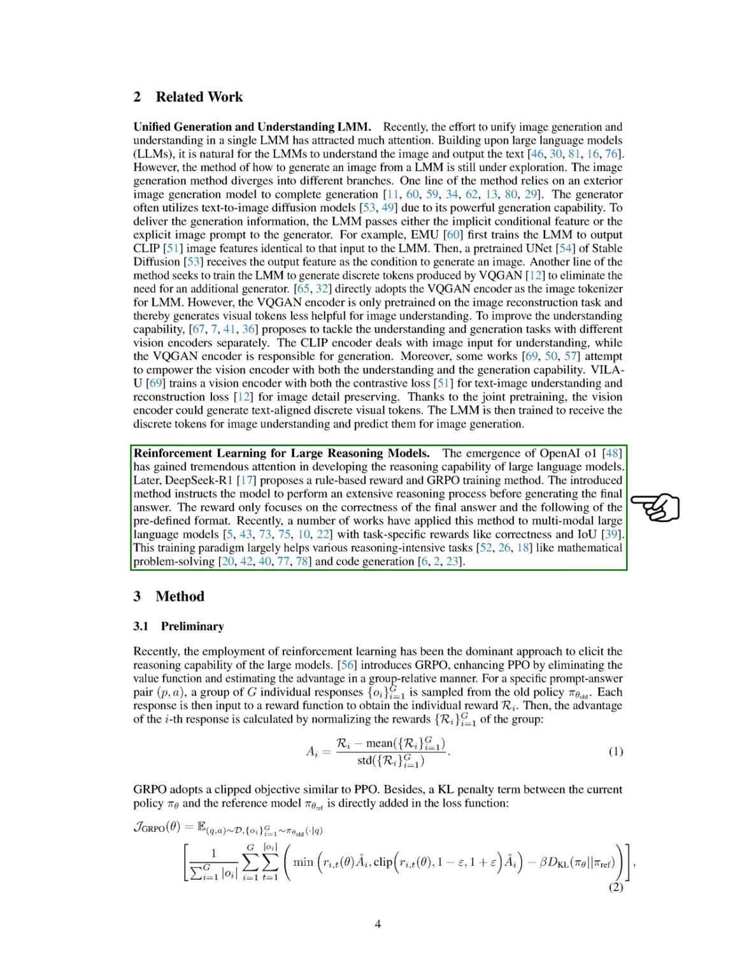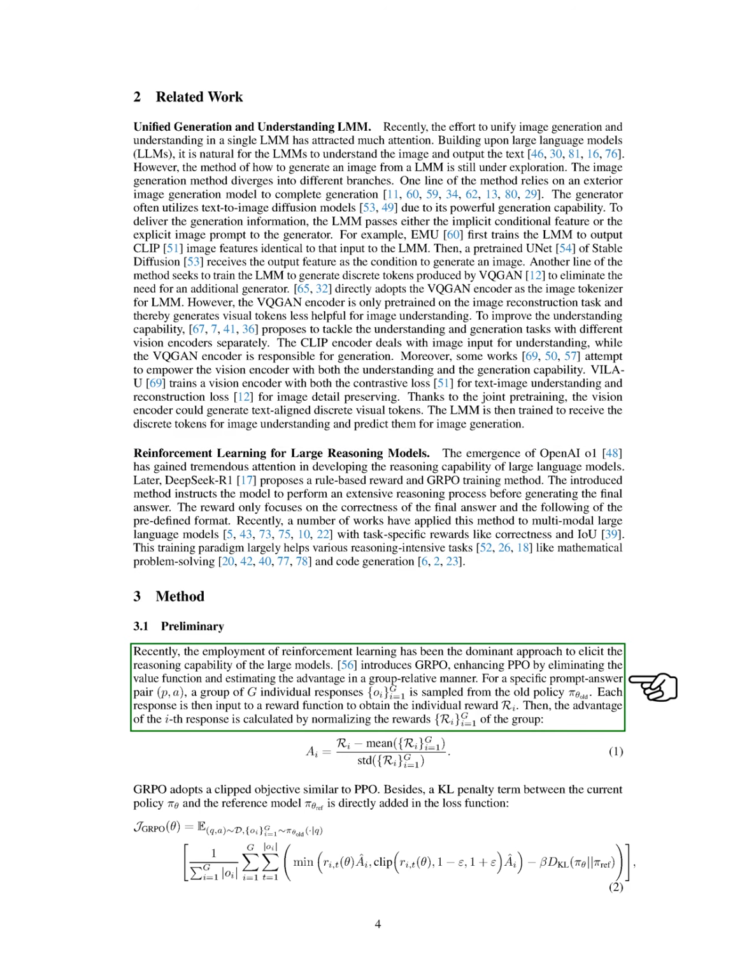In our preliminary findings, we note that reinforcement learning has become a key method for developing reasoning capabilities in large models. The GRPO method enhances proximal policy optimization, PPO, by removing the value function and estimating advantages based on group responses. For a given prompt-answer pair, we sample multiple responses from the previous policy and evaluate them using a reward function to determine individual rewards. The advantage for each response is calculated by normalizing these rewards. GRPO also incorporates a clipped objective similar to PPO and adds a penalty term to the loss function to maintain alignment with a reference model.